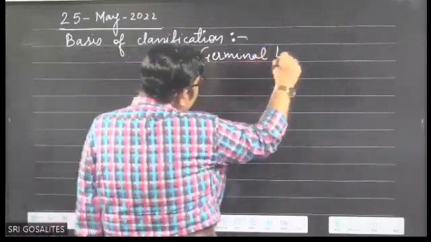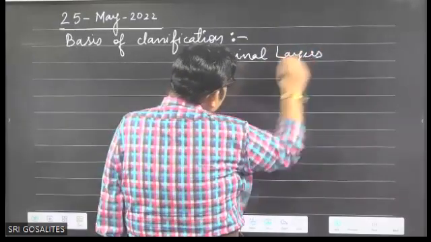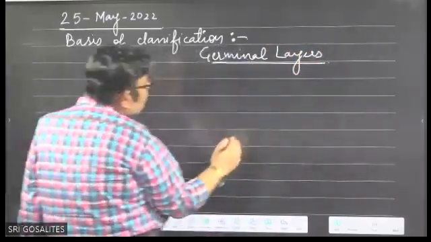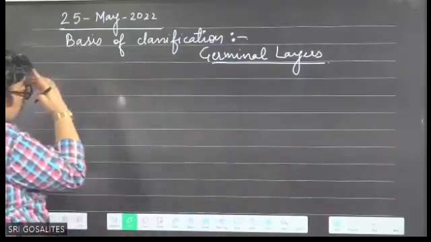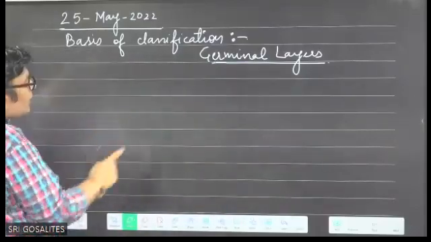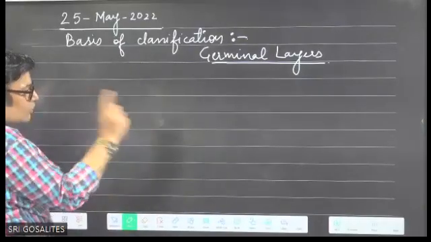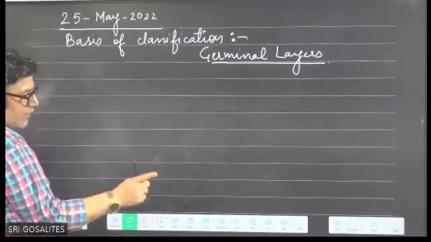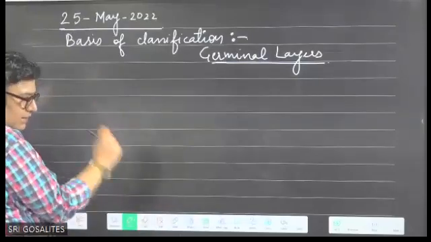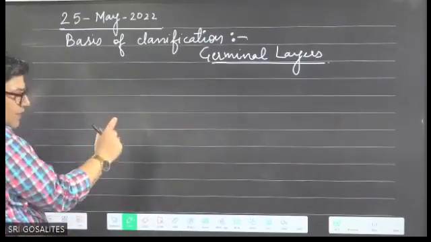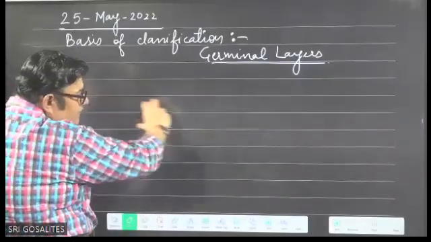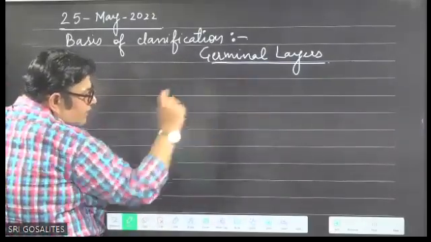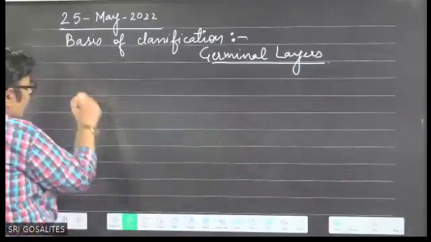Germinal layers. What are these? To understand this, you have to understand the basis of sexual reproduction. Sexual reproduction is a type of reproduction where two parents are required and two different gametes are required. Gametes are the sex cells, right? The cells of one parent, which ultimately pass the genome to the next generation, are known as a gamete.